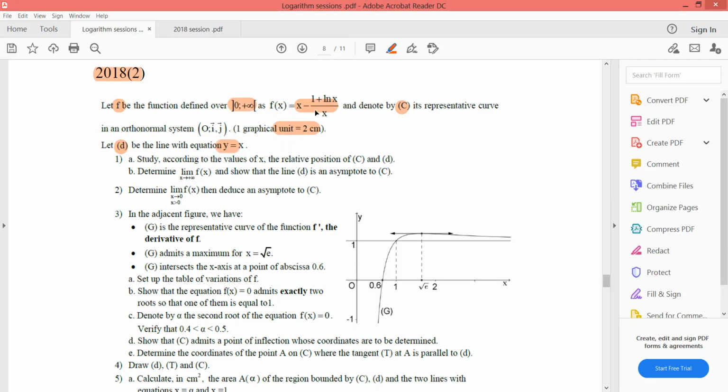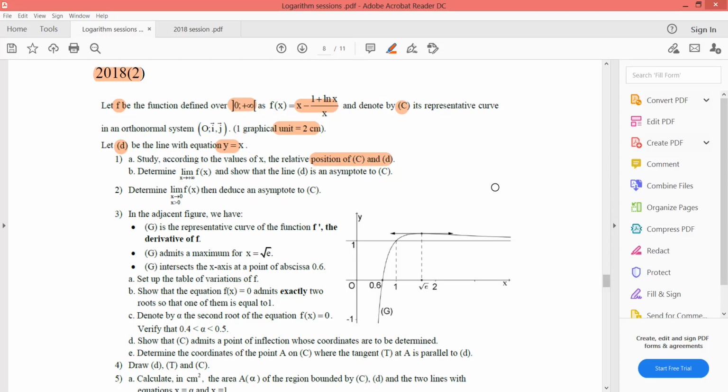So we have the function f defined over 0 plus infinity, and we have the line D of equation y equals x. Study, according to the values of x, the relative positions of C and D. We are going to study the positions of C and D.